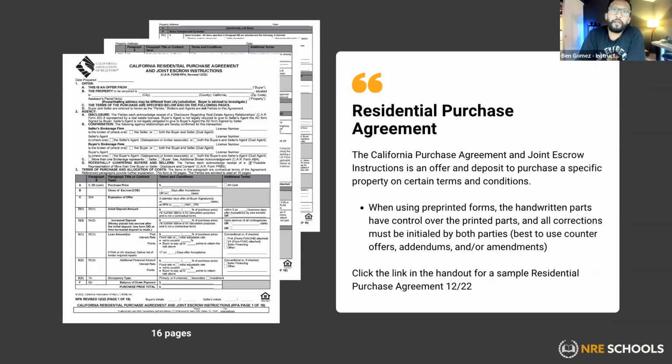I do a ton of training on this because when I have issues on transactions, like 90% of the questions that I get from agents, the answers can be found in this agreement. The problem with this agreement is that it's size 4 font, it's 16 pages, and it's super intimidating. Out of 100 buyers, how many buyers do you think would actually read all 16 pages?